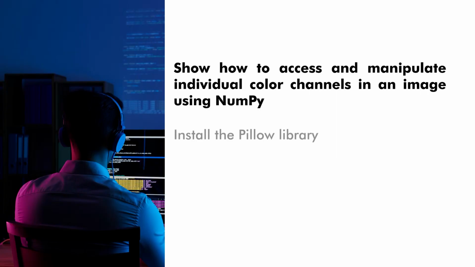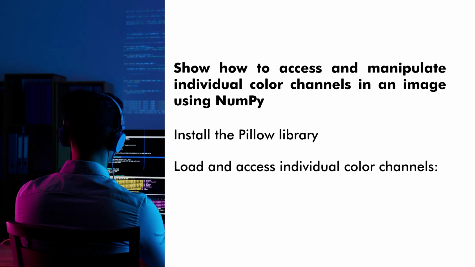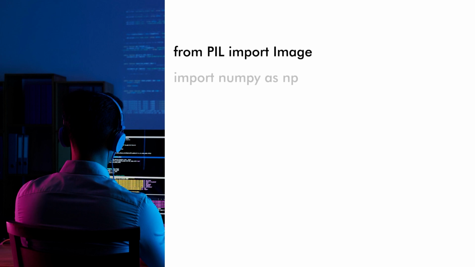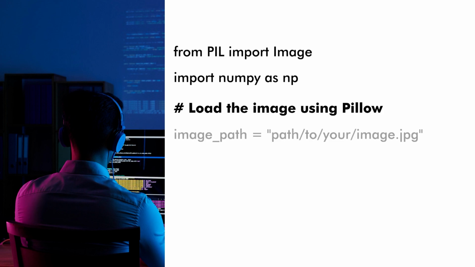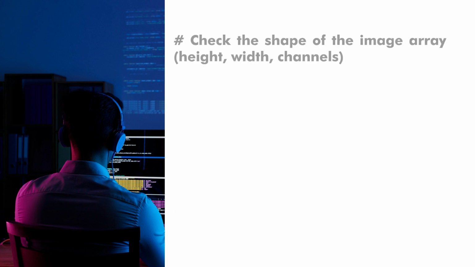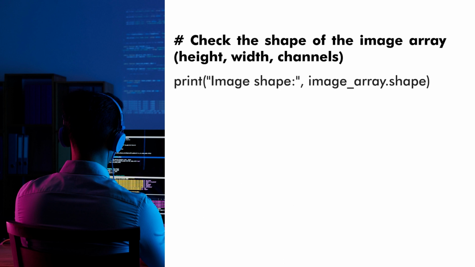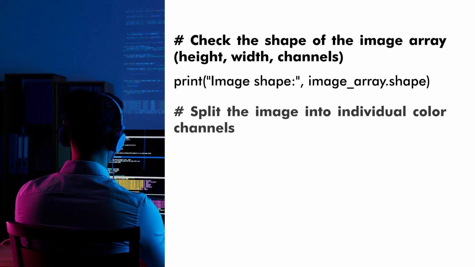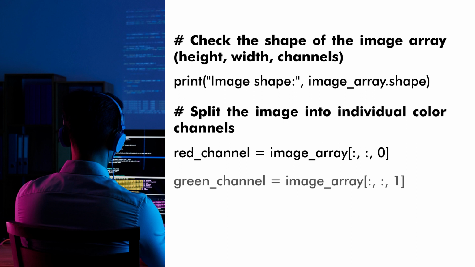Let's use the Pillow library for loading and working with images. For that, we have to install the Pillow library, then load and access individual color channels. In this, we have to import the library, then load the image using Pillow, then convert the image to a NumPy array, then check that the shape of the image is in the form of height, width and channels, then split that image into individual color channels.